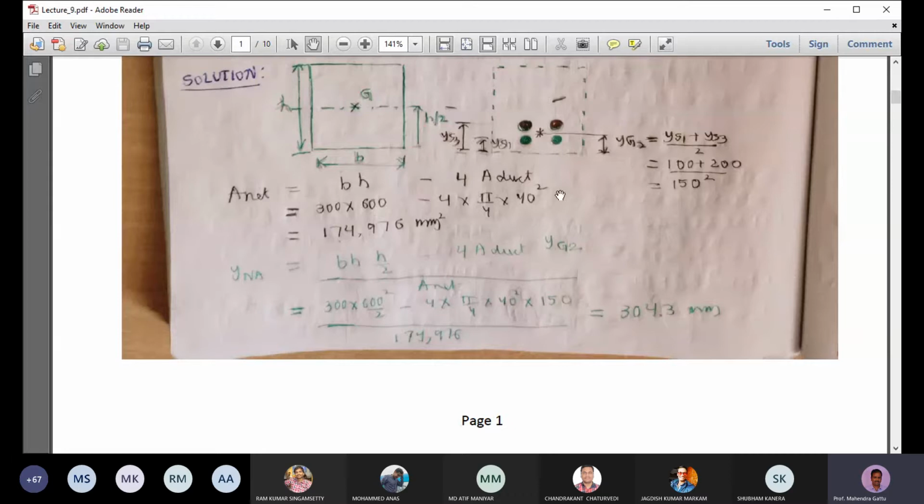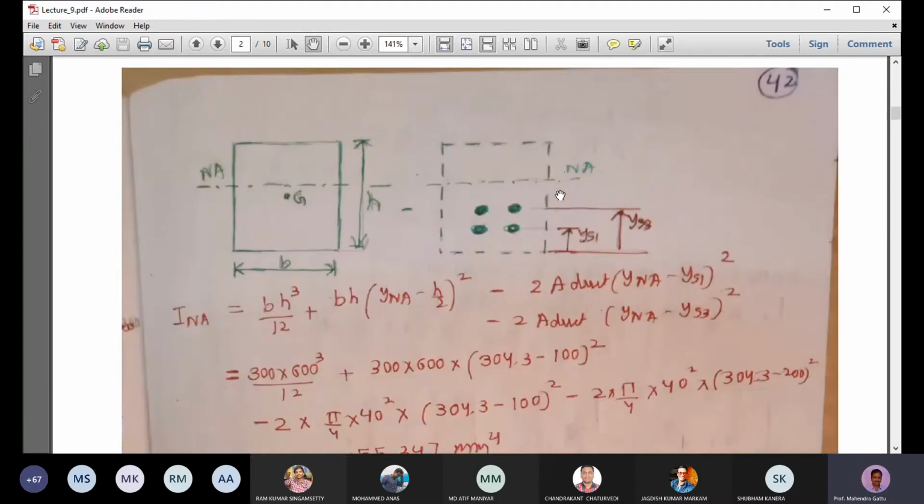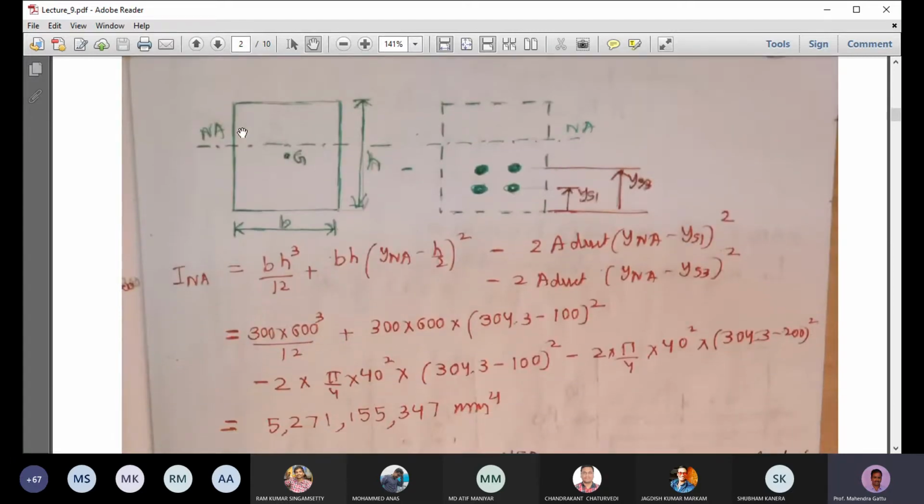So we can then find the moment of inertia about the neutral axis. To find the moment of inertia, we sketch the neutral axis location, which is away from the centroid by about 4.3 millimeters. It will be bh cube by 12, plus the parallel axis theorem, area into the distance between neutral axis and the centroid, so bh into (y neutral axis minus h by 2) square. For this we get the moment of inertia about this neutral axis, and for those four concrete block areas, we will calculate the moment of inertia.